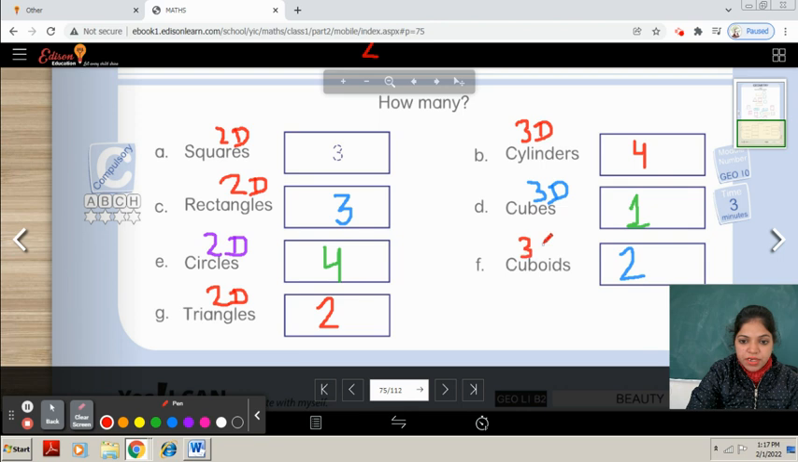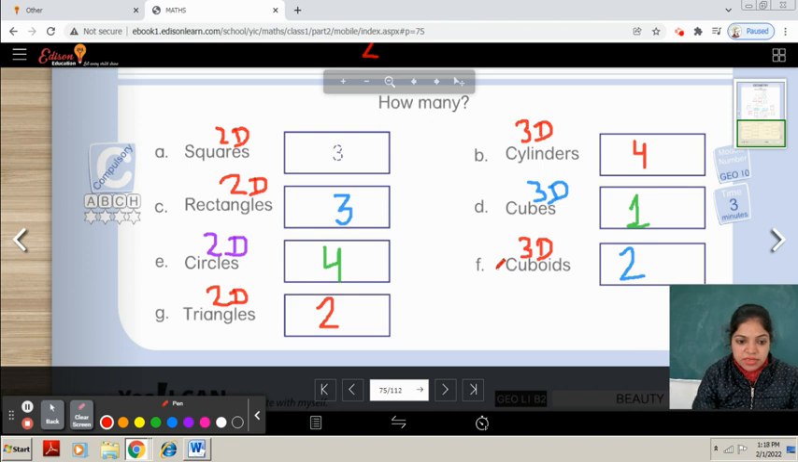Okay. So hope you understand this topic, right? It is very easy and simple topic. You have to just count the similar figures, right? So complete this page, and now it's your diary time.